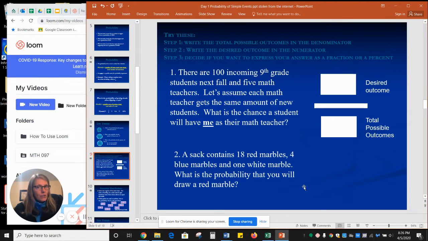I hope you don't think one is a trick question. The part about 100 incoming 9th graders has nothing to do with this problem because it's not the total possible outcomes. The number that belongs here is the total number of math teachers, 5. The numerator: what are the chances that an incoming 9th grader will have me as their math teacher? 1. So the answer to number 1 is 1 out of 5.